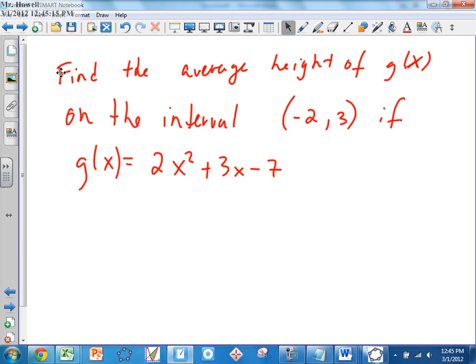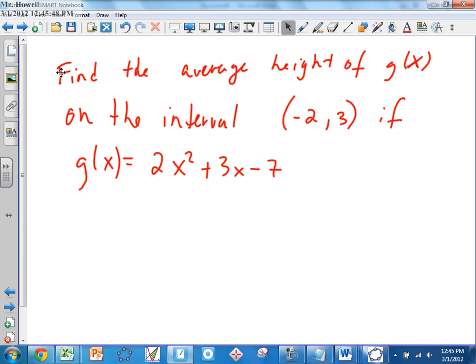Find the average height of g of x on the interval negative 2 to 3, if g of x equals the following. Now, it doesn't even look like a calculus problem at first, because you don't see an integral sign. You got to start by using the formula we used: 1 over b minus a times the integral from a to b of g of x dx. Solve and see what you get. If you want to estimate, you could start by looking at the graph and taking a guess at what the average height might be.